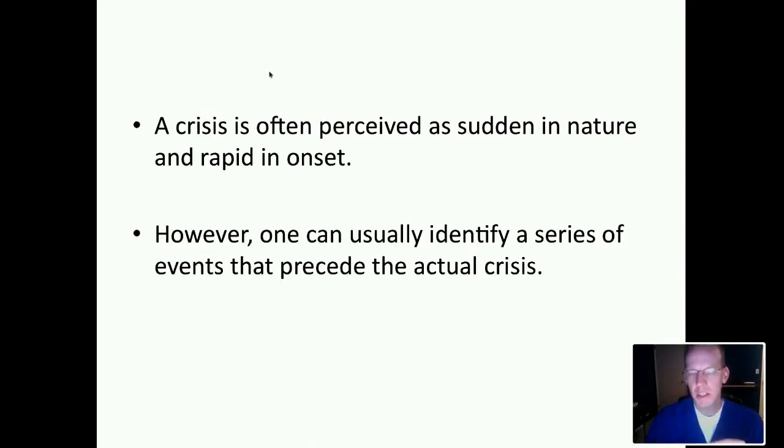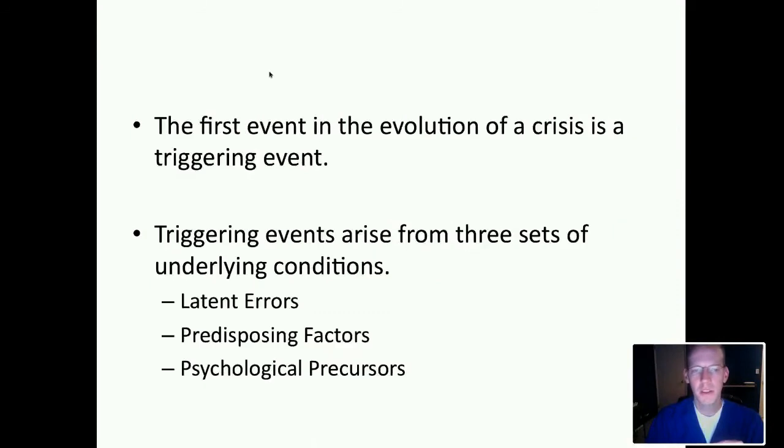So let's go into a couple of these in depth. The first event in the evolution of a crisis is a triggering event. Something has to start the ball rolling, if you will. And a triggering event often will arise from three sets of underlying conditions. It may arise from a latent error in a system, a predisposing factor within the environment, or a psychological precursor in the practitioners or care providers.